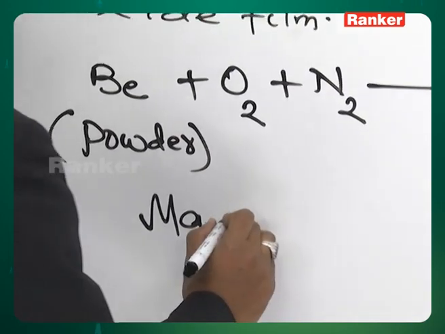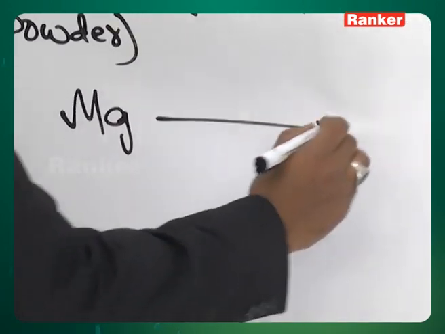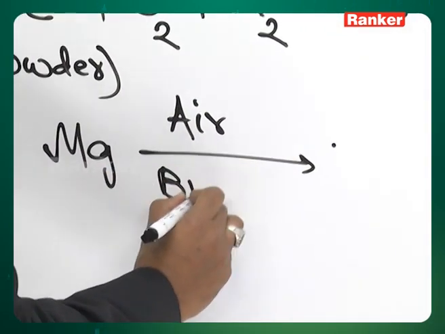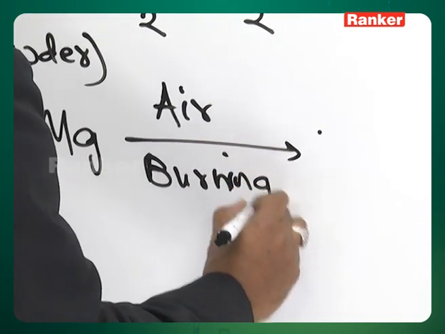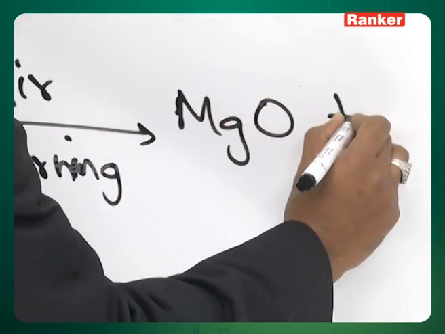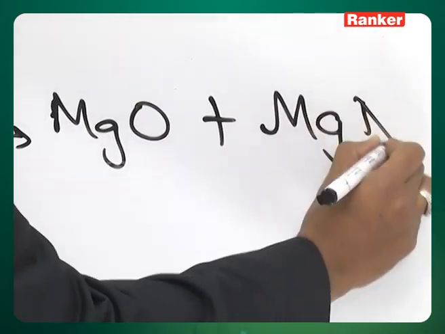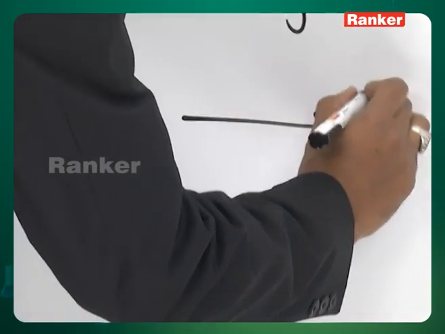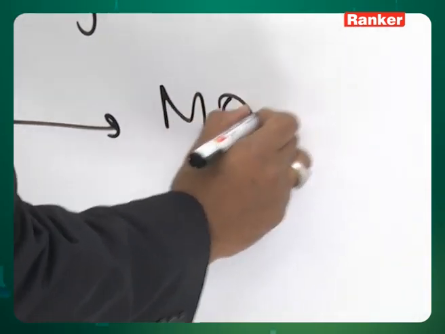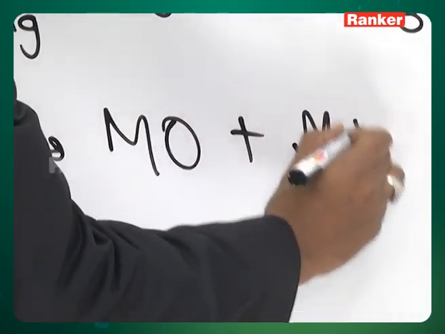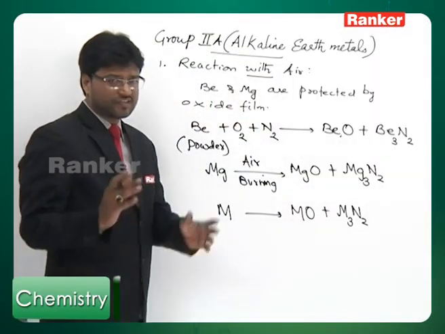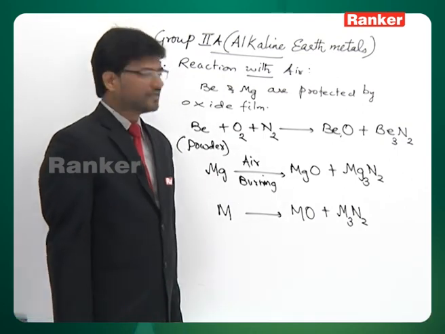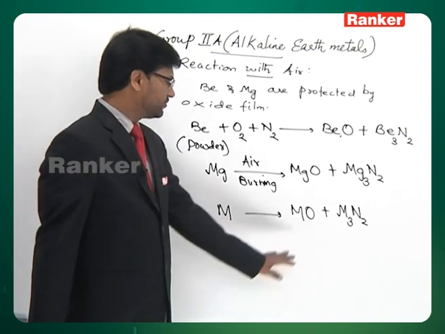Magnesium also reacts with both oxygen and nitrogen, and you need to burn magnesium ribbon. You get a mixture of magnesium oxide and magnesium nitride. Others will react even under ordinary conditions to give MO as well as M3N2. In case of beryllium and magnesium, we need to burn it, whereas others react under ordinary conditions and you get a mixture of oxide and nitride.